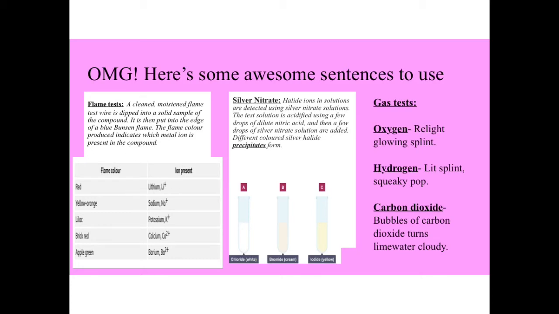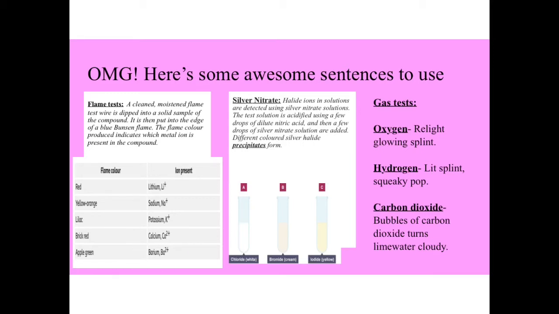You've got red for lithium, yellow-orange for sodium, lilac for potassium, brick red for calcium, and apple green for barium. So that's testing for metals. They might be something like lithium chloride, where you just want to test for the metal.